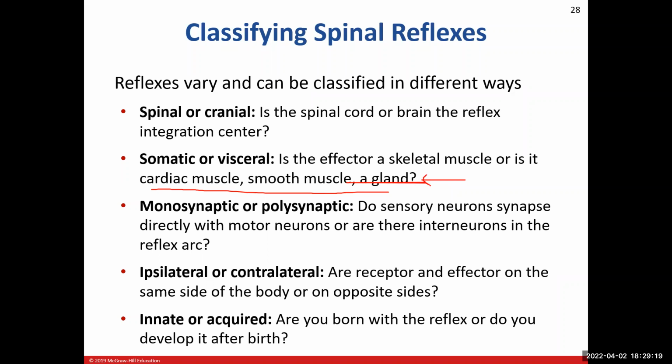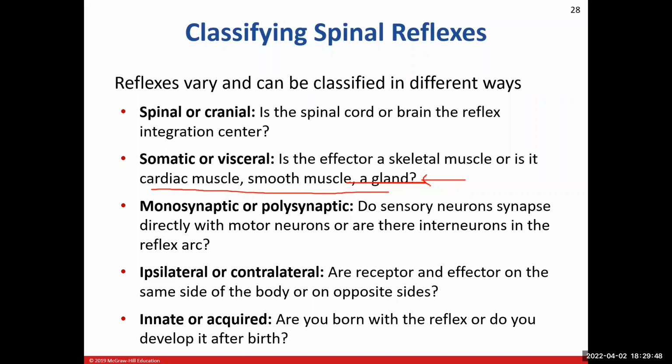Cardiac muscle obviously is going to involve the heart when we're trying to increase or decrease heart rate. And then smooth muscle is all over the place. If it's monosynaptic versus polysynaptic, monosynaptic means there's only one synapse. So basically, you'll have one sensory neuron that is going to synapse on a motor neuron. Polysynaptic, you'll have three or more neurons that are going to be involved in the reflex arc.